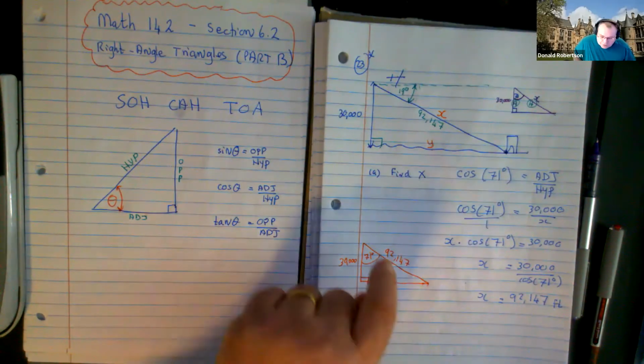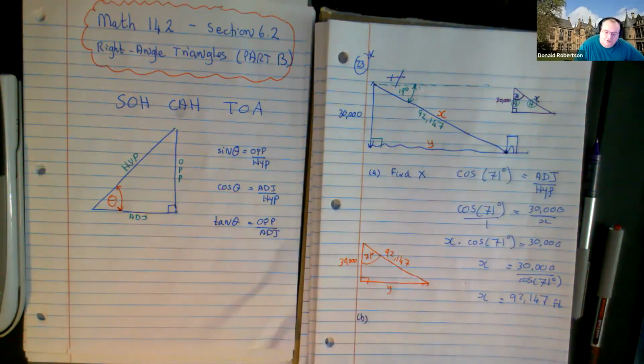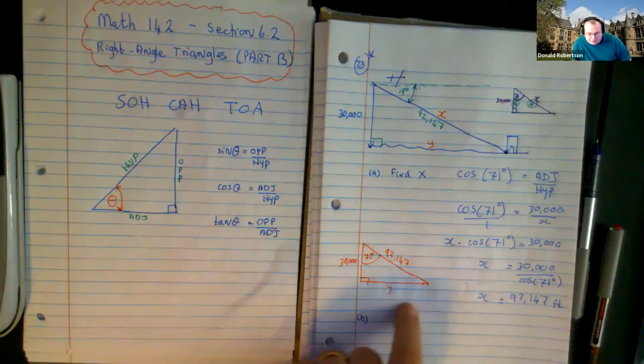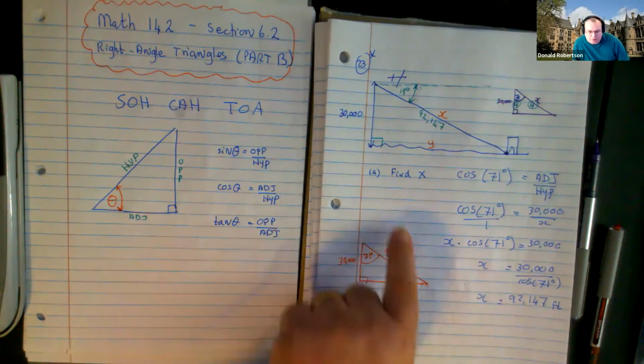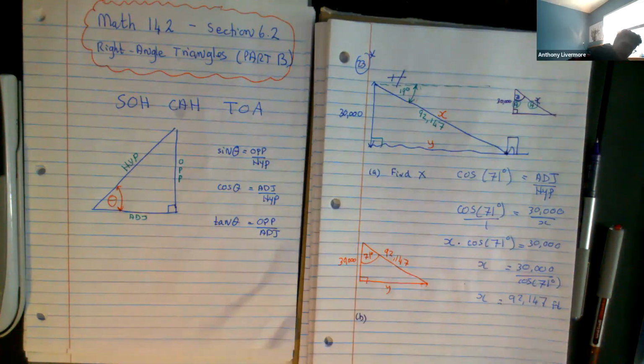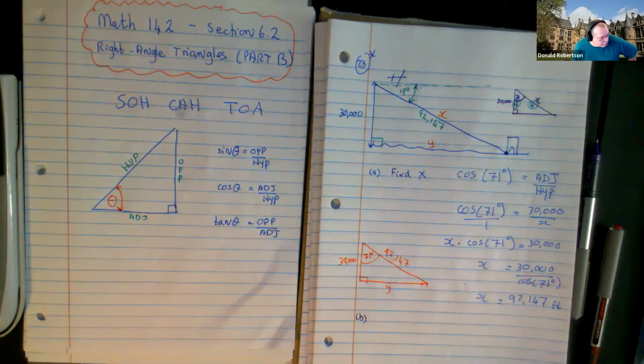There are two totally different methods I can use to find y. Both of them will work, so it's not like there's only one right way to do it. Can someone tell me just the method that they might use to find missing side y? Tangent. You could certainly use the SOHCAHTOA of the tangent, correct? And what's the other method?